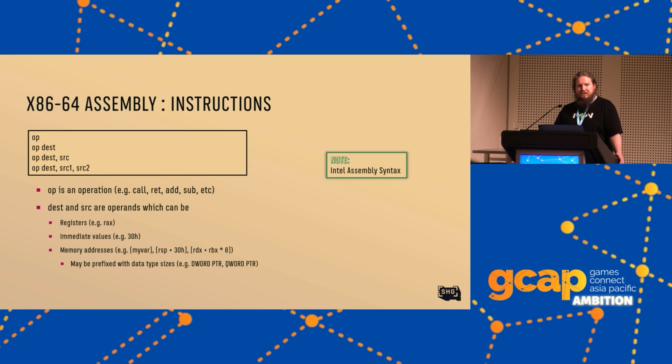We also have instructions that are used within assembly. Instructions are made up of an operation and then a set of operands. Operations are things like call, return, add, subtract, multiply, and then operands are either registers, immediate values, or memory addresses. Within this talk, I'll be using the Intel assembly syntax. This is my preferred syntax, and it's also the same one that's used within Visual Studio. With the Intel assembly syntax, the destination operand is the leftmost operand, and the rest of the operands typically make up the source.